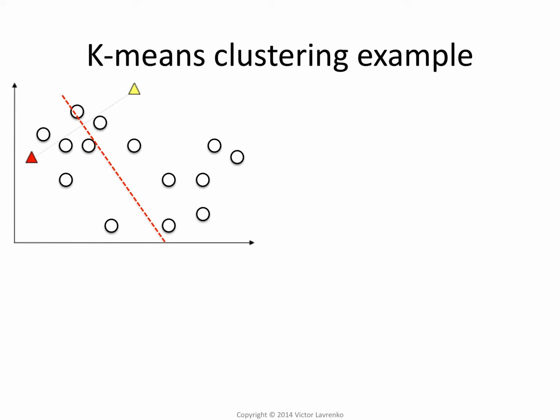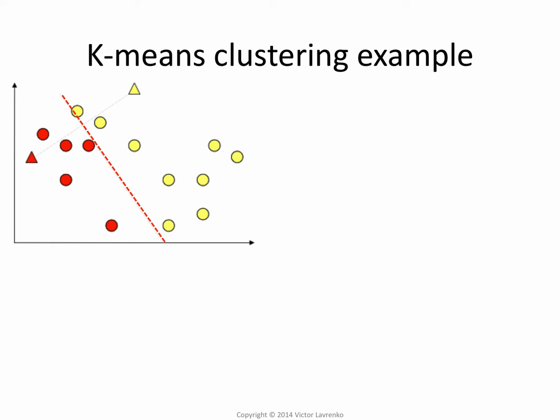So all of these points I'm now going to assign to yellow, and all of the points below I'm going to assign to red. So that is my initial assignment of instances or points to clusters. That's only the first iteration. It's actually the first half of the first iteration.